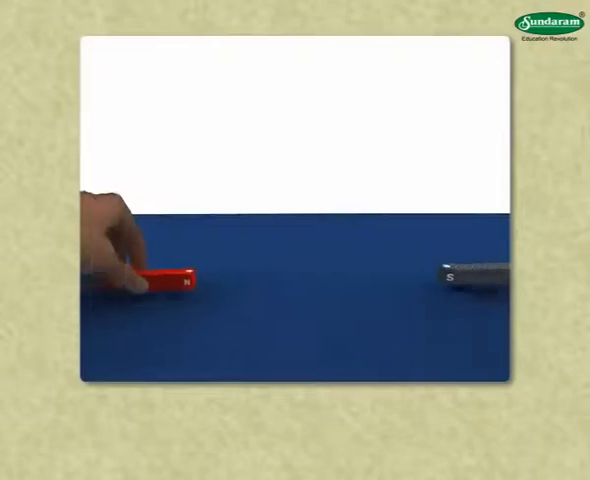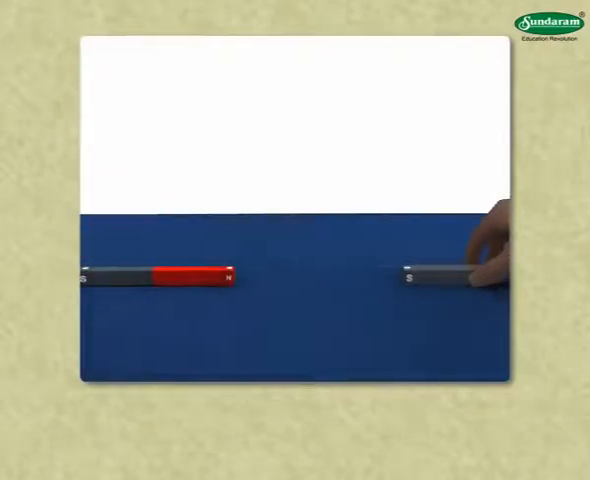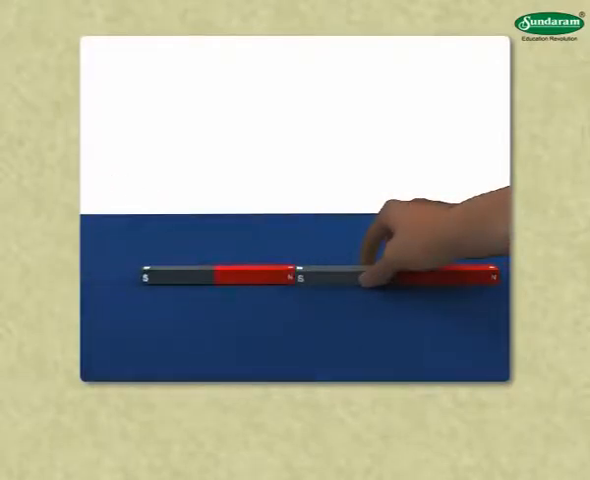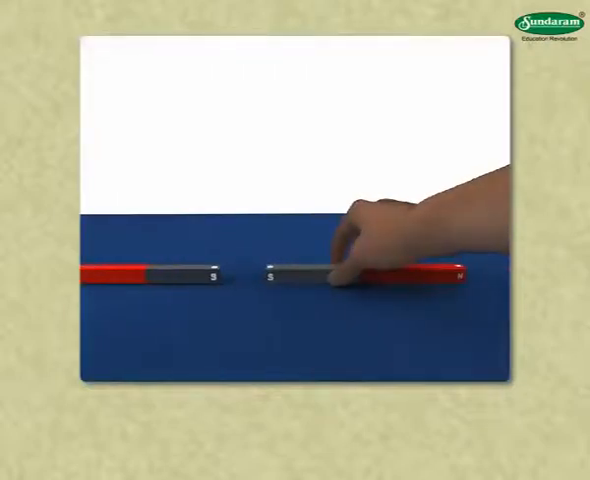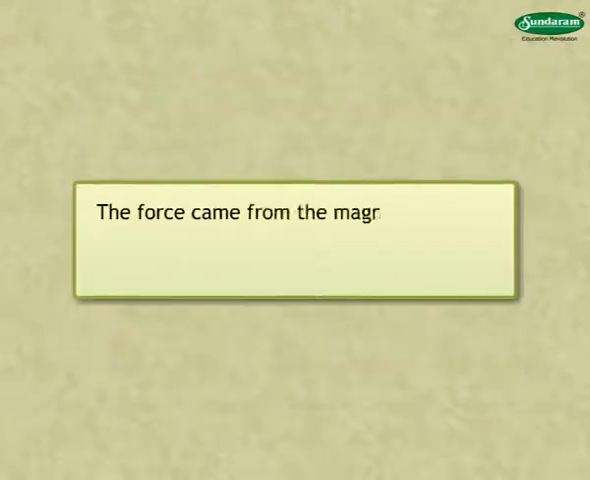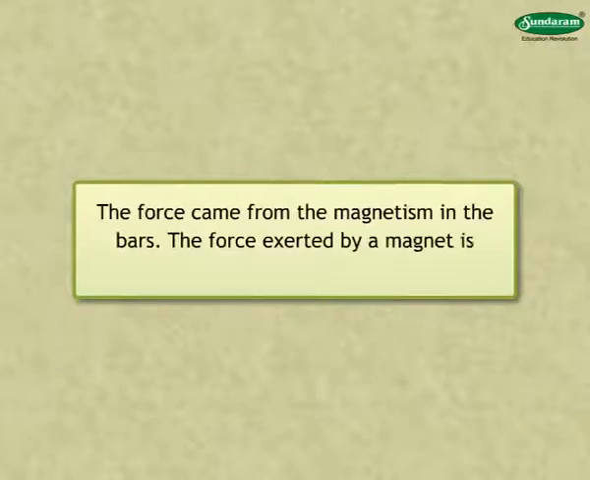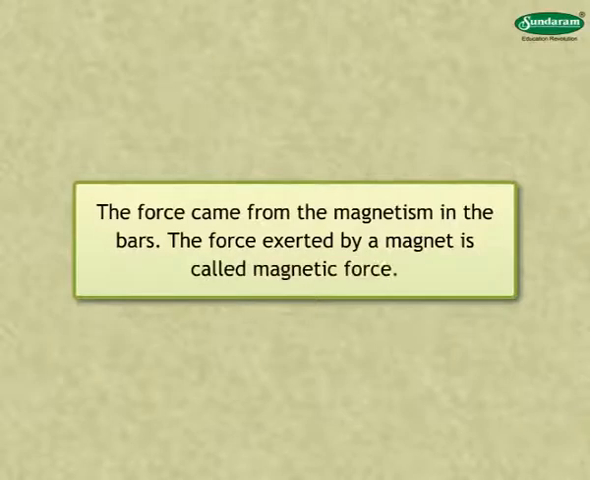In the first instance, the 2 magnets get pulled towards each other, while in the second, they move away from each other. Where did the force that brought about the movements of the magnets come from? The force came from the magnetism in the bars. The force exerted by a magnet is called magnetic force.